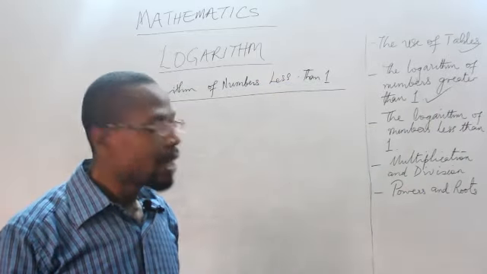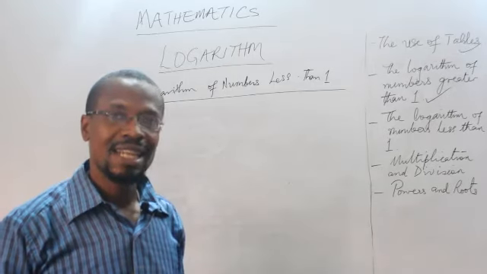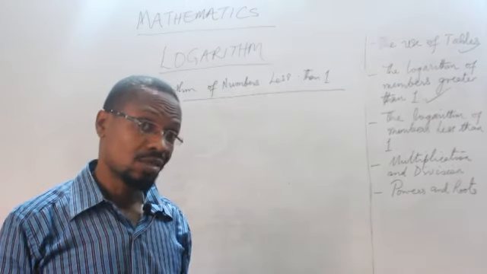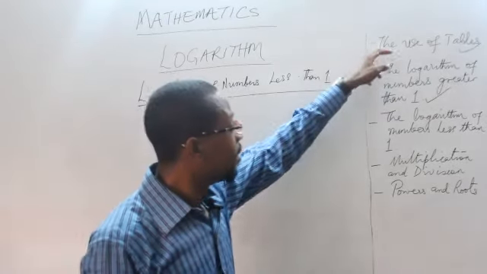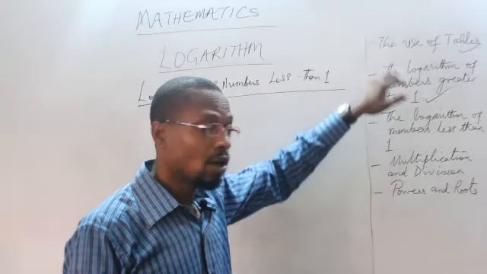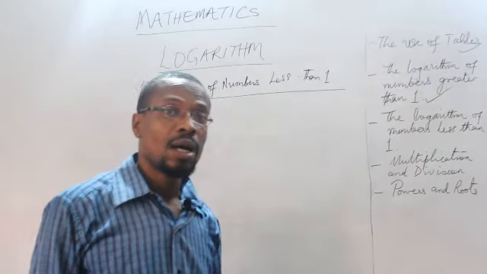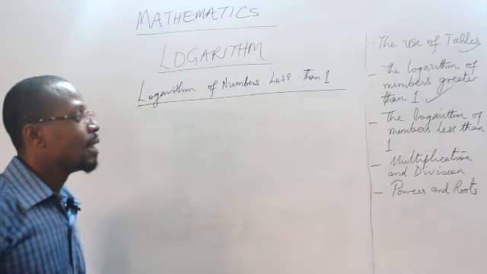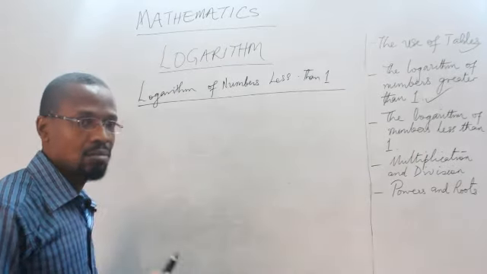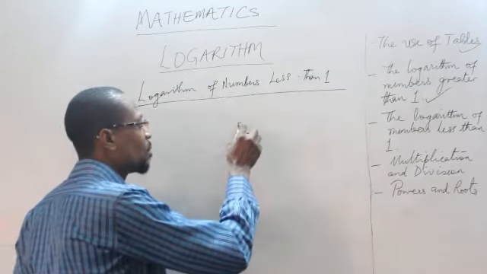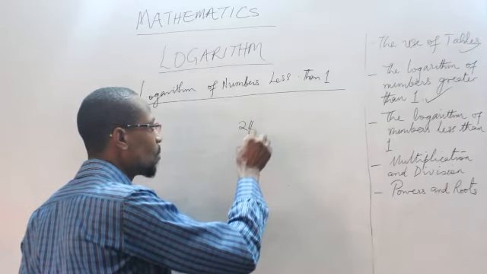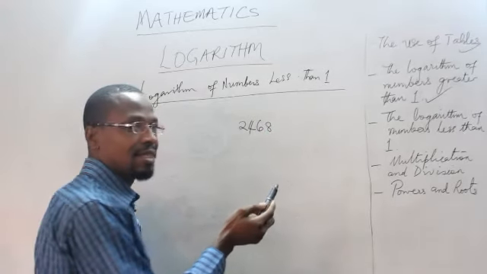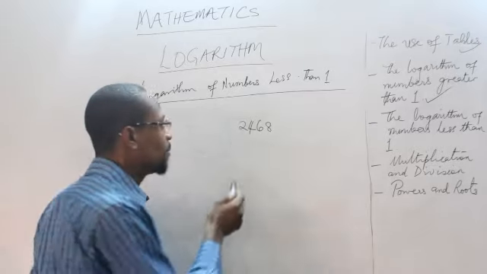So, now we will go on to consider logarithm of numbers less than 1. Logarithm of numbers less than 1, okay? And of course, we still continue with our use of tables, okay? We'll get the logarithm of numbers along with the use of tables. Now, what do we mean by a number less than 1? For instance, we have looked at the number 2468. Fine. 2468 is clearly greater than 1.